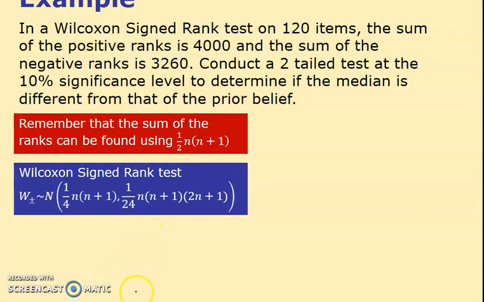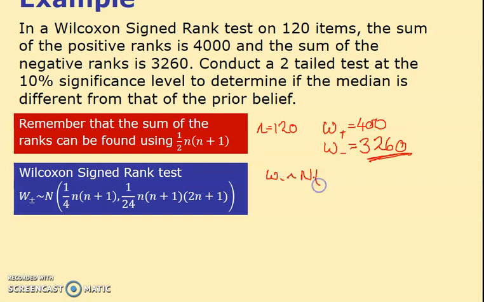So we've got a Wilcoxon rank test, the signed rank test. So n is 120. It tells me the sum of the positive ranks is 400. Notice this time it doesn't make me calculate W minus. It says the sum of the negative ranks is 3260. So I'll take the smaller one, and I can say that W minus is approximately normal. Let's do a quarter of 120 times 121, which is 3630. So on these tests you'd expect to get 3630.